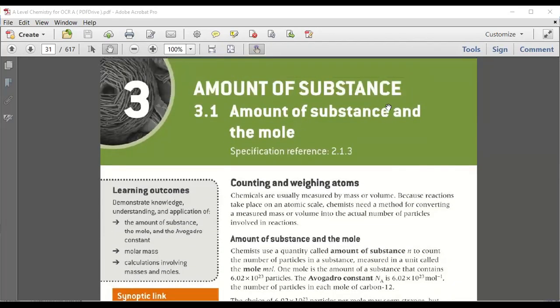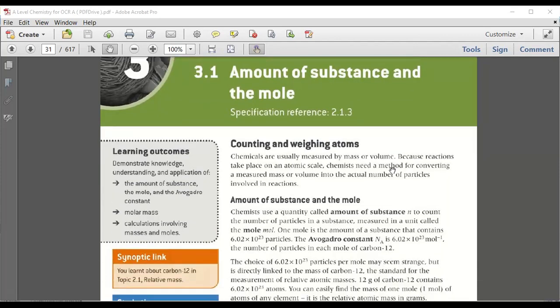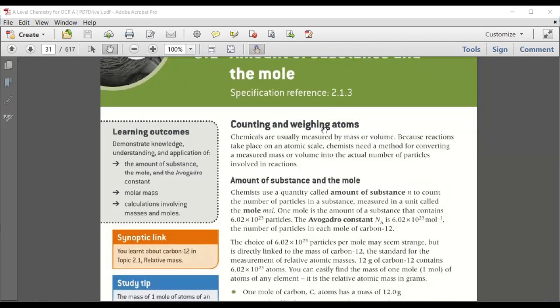So today we are going to start our third unit, that is amount of substance. In 3.1 we have amount of substance and the mole. In this case we will study what we mean by a mole and what the significance of the mole is, and we also learn about molar mass and the calculations involving masses and moles. The first topic is counting and weighing atoms.